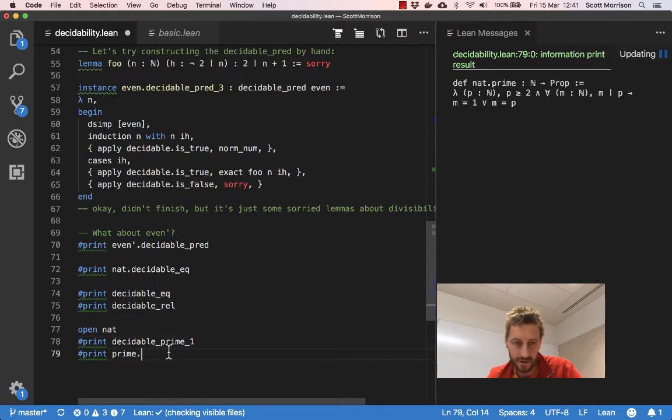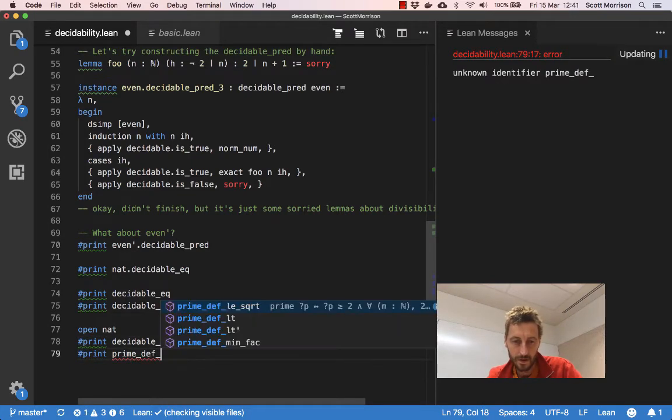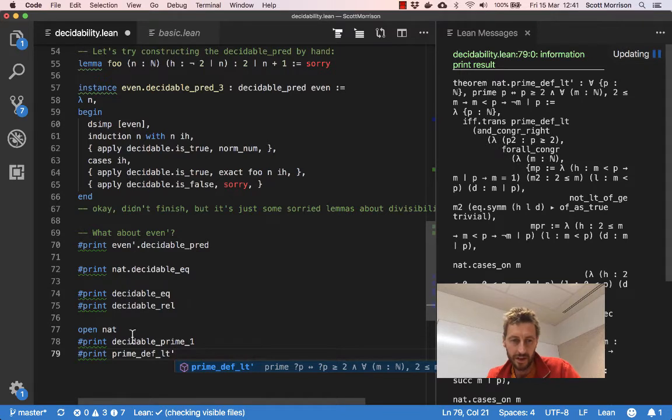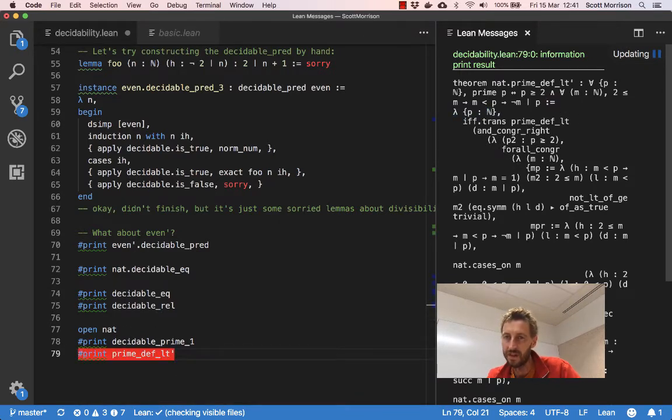Prime def lt. So that statement, ignore everything after the colon equals, it just says, yeah, p is prime if and only if p is bigger than 2, and for all m, 2 is less than or equal to m, implies that if m is less than p, then it's not the case that m divides p. Great.